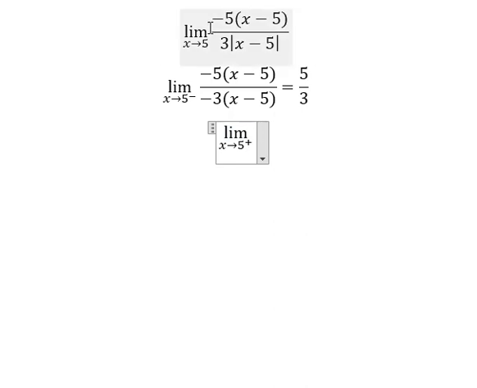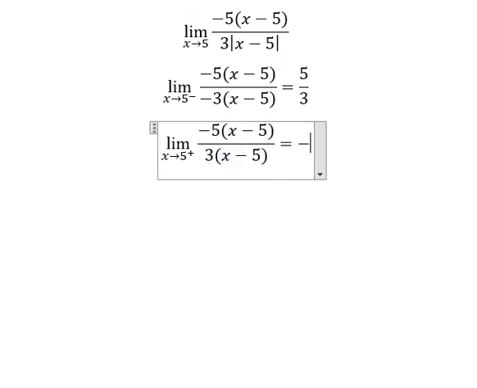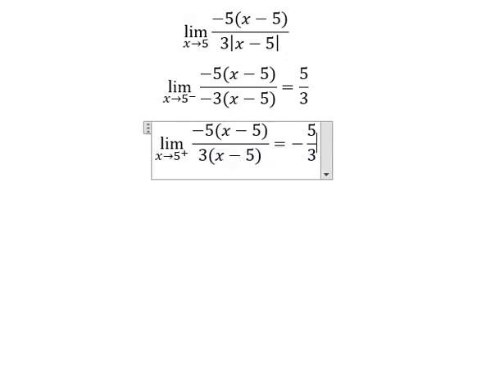On the right, we have s minus 5 in here, that is the positive of s minus 5. So we simplify and we have negative 5 over 3.